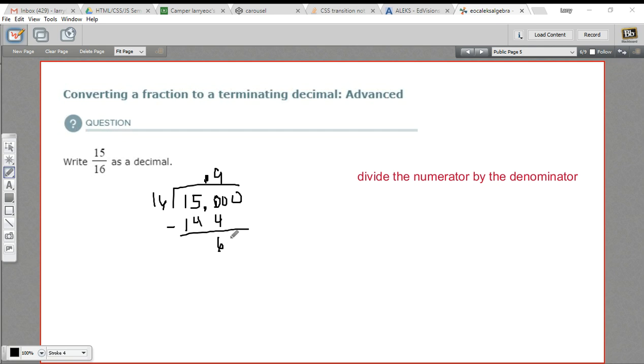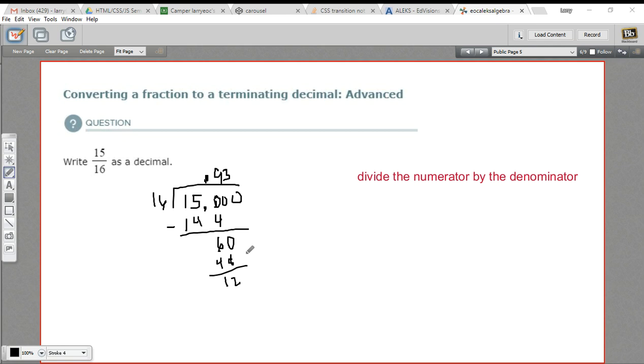At this point, I can bring down this next zero, and I can ask myself how many 16s in 60. Let's see, I think that's going to be 4. So 4 times 16, no, that's 64. So 3 times 16 is 48. That's going to be 12.